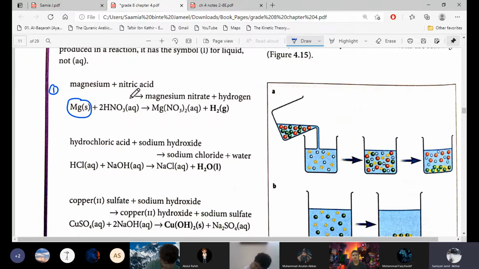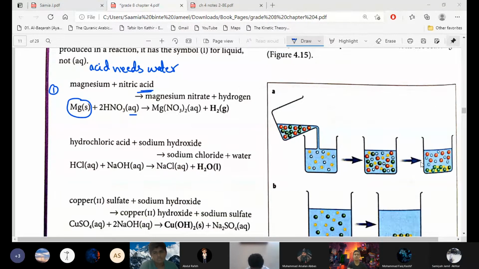Then nitric acid. All the acids are aqueous. Do you remember this thing that acid needs water? You studied this in one of the classes in grade 6 or grade 7. I don't remember which class, but there was a topic of acid needs water. Do you remember? No? Okay, acid needs water to show its properties.